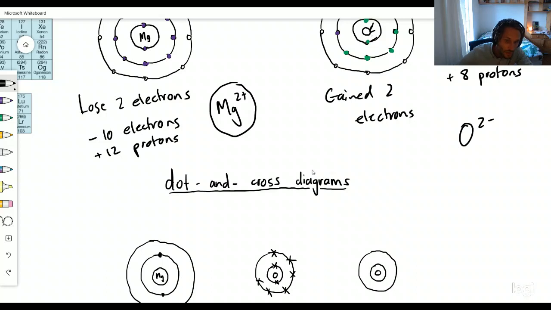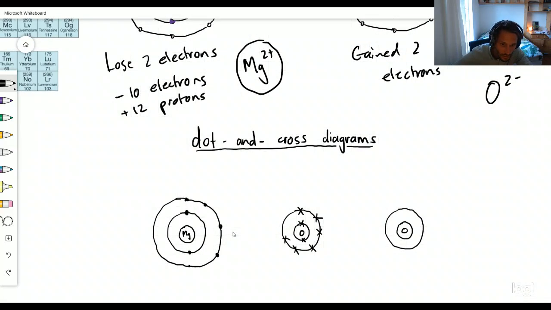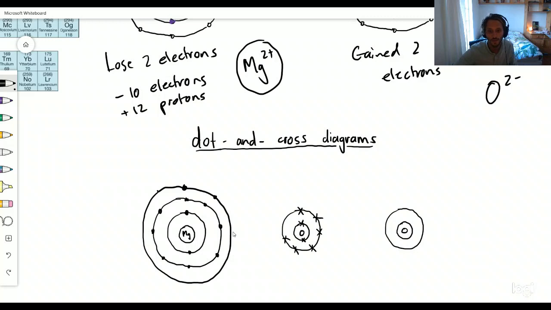1, 2, 3, 4, 5, 6, 7, 8, 9, 10, 11, 12. What's going to end up happening is we are going to take these 2 electrons away and fill them in over here. The dots represent the electrons that came from the magnesium, and the crosses represent the electrons that already were on the oxygen. Effectively you're going to rub this last circle out. I was just doing it for illustration purposes.